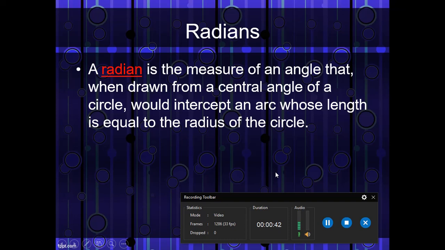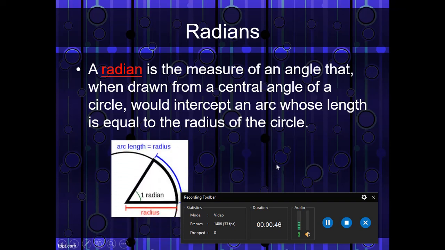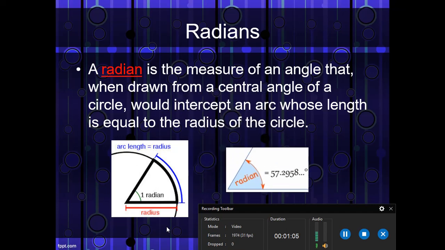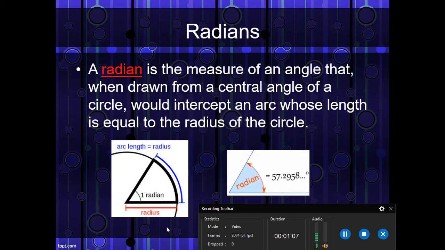And when the central angle intercepts the arc, the length of that arc is equal to the length of the radius. So you can see in my picture, the radius is highlighted in red. This blue arc is the intercepted arc, but both the blue and the red are equal. So that would be equivalent to 1 radian. The angle measure for 1 radian is a little bigger than 57 degrees.